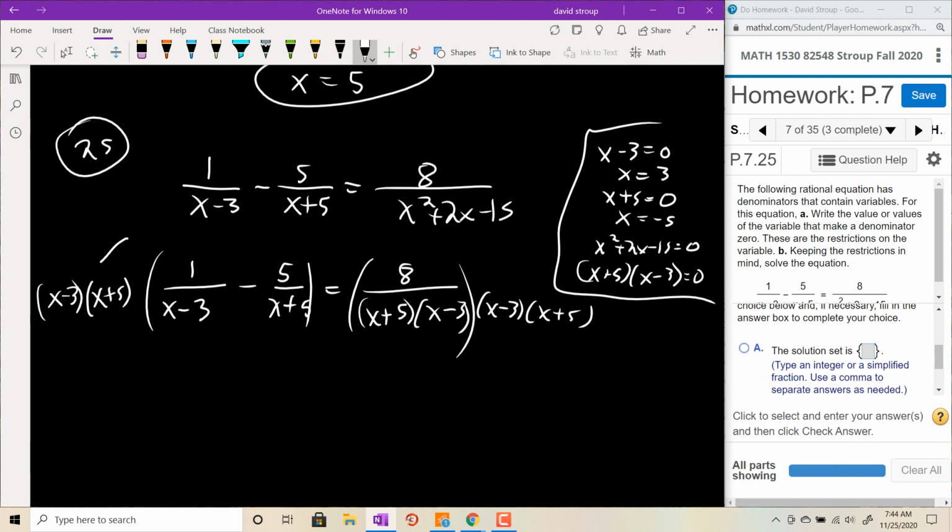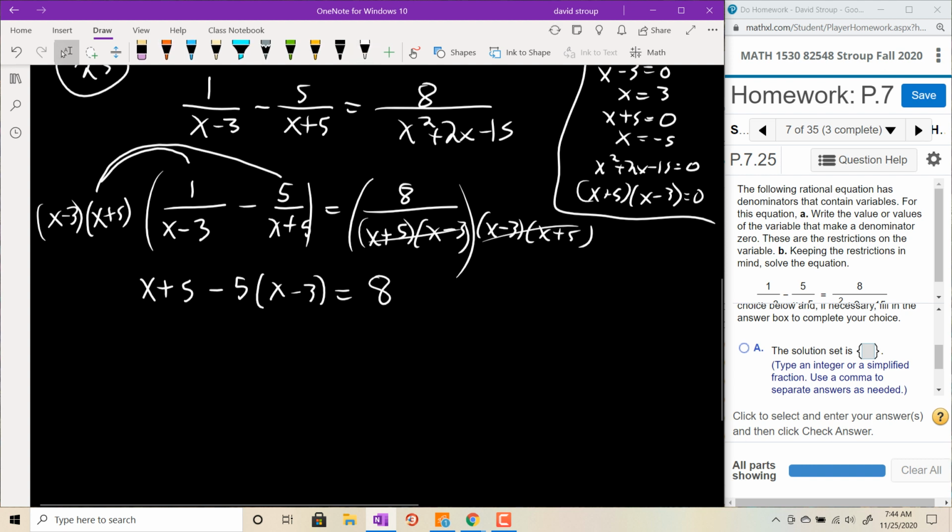Okay. On the right side, on the first distribution, the x minus 3's cancel. And you have 1 times x plus 5, which is just x plus 5. Second distribution, the x plus 5's cancel. And you'll have -5 times x minus 3. On the right-hand side, everything cancels, and you're just getting 8. Okay, so we have x plus 5, distribute the -5, minus 5x plus 15 equals 8. Combine my terms, -4x plus 20 equals 8.